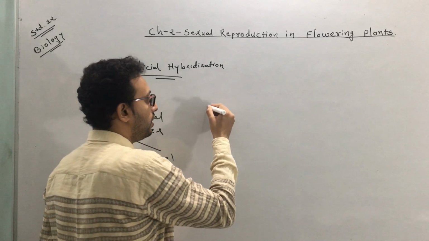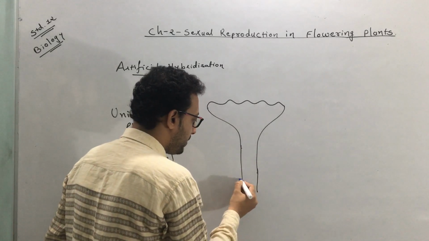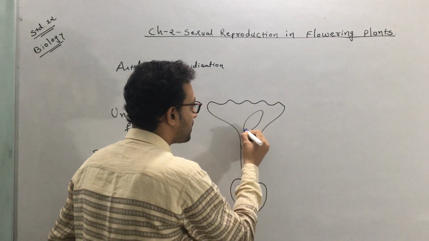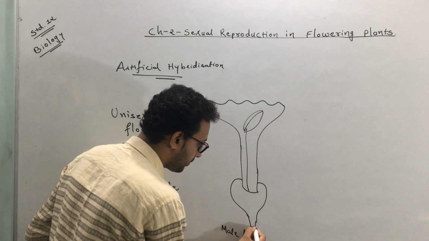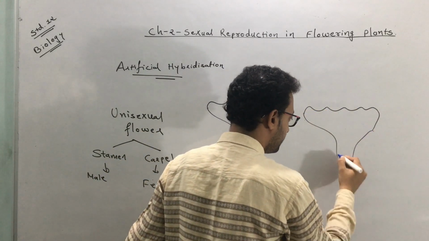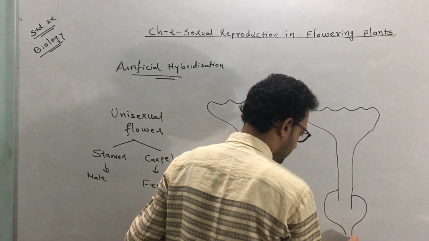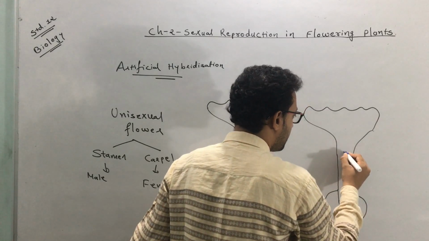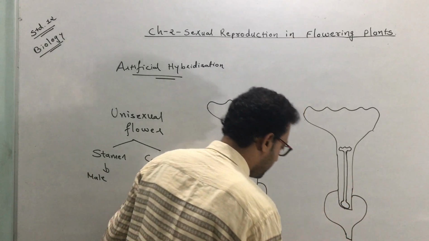Clear? Now see, we draw a different flower. Now tell me which flower it is. Just observe it and tell me. This is a stamen. So which flower is it? Male flower. And this one is? This is a carpel. So this is a female flower.